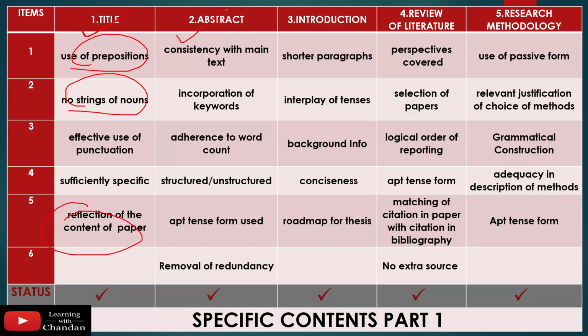Second comes the abstract. The proofreading checklist will help you to make sure that you have used an appropriate number of keywords to increase your citation. You have adhered to the word count as per the journal guidelines for your publication purpose. To make sure that you are following the structured or the unstructured format, it depends according to the journal guidelines you have been notified. And removal of any repetition and redundancy.